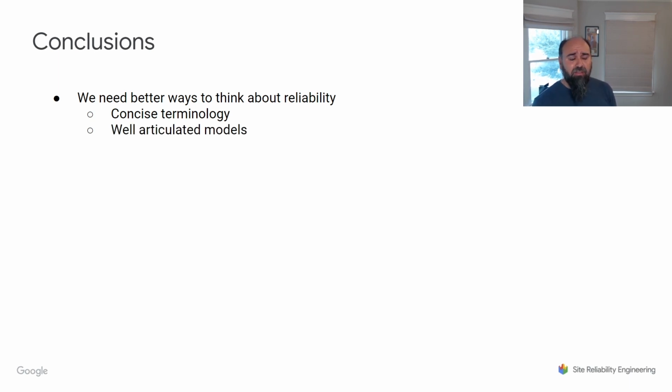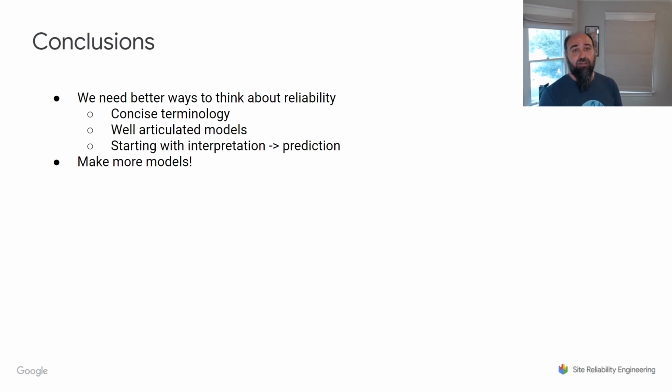And the way that models have typically gone in established sciences is that they started from the perspective of interpretive models, and they've moved towards being predictive models over time. And I think that that's really where we want to go long-term. So what this means is make more models, right? Everybody make models. We need to figure out what the ones that are good are and start to use them more broadly.